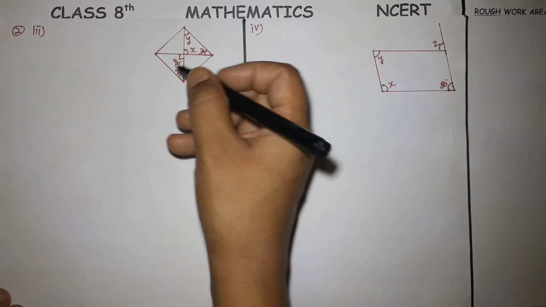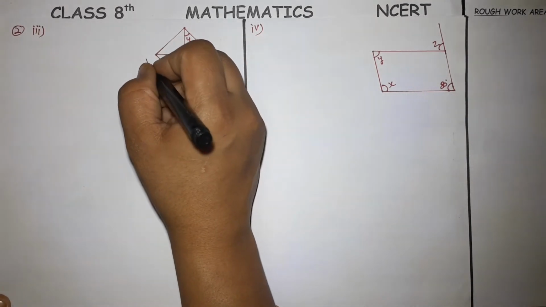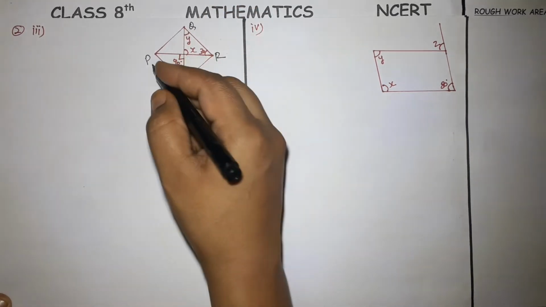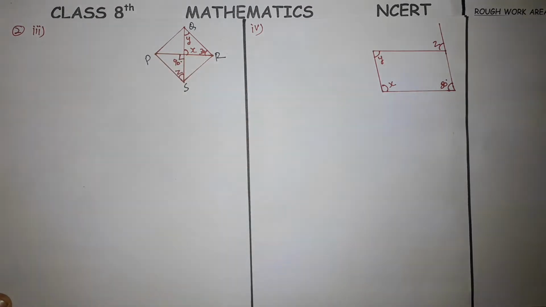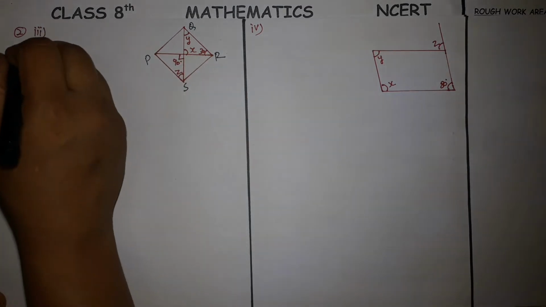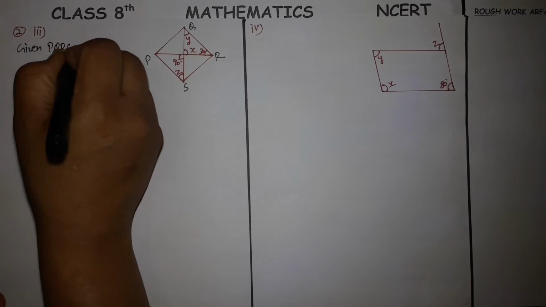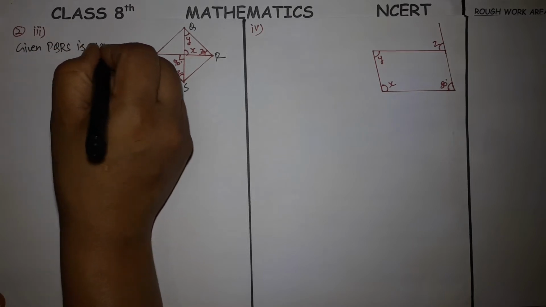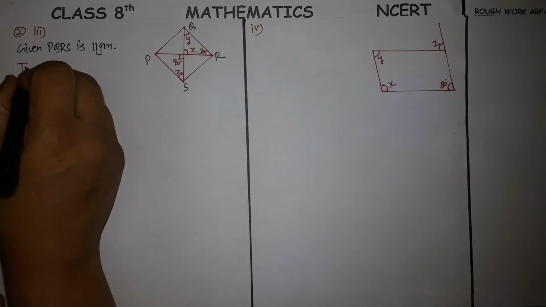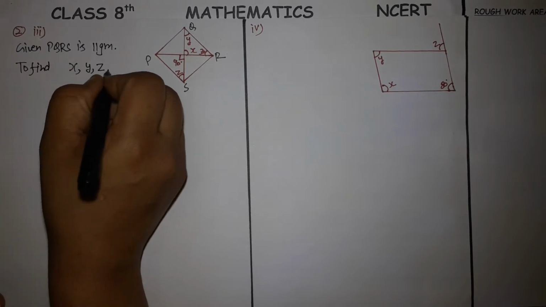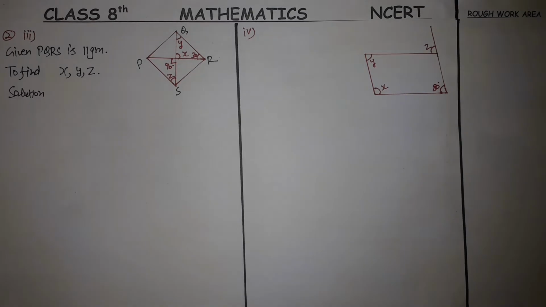Next, sum number 2, part 3. Here is a figure. Let us give its name PQRS, clockwise. It is a parallelogram. PQRS is a parallelogram. To find X, Y, Z. Solution.